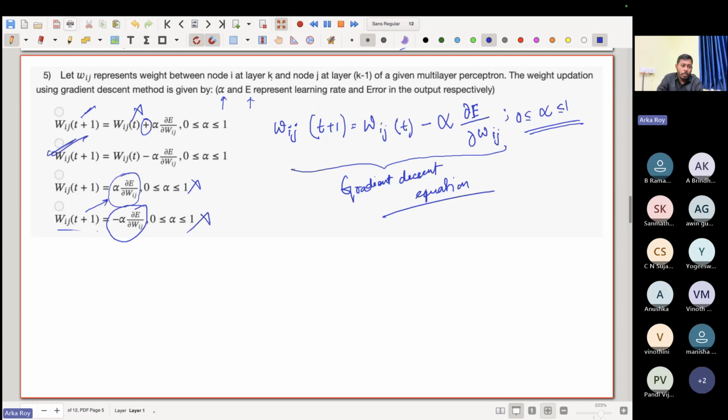So the complete and correct equation is basically Wij t plus 1 is equal to Wij t minus alpha into the gradient of error with respect to Wij, that is the weight, and the range of alpha is in between 0 and 1. Fine.